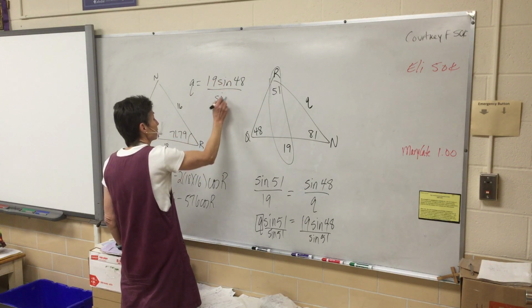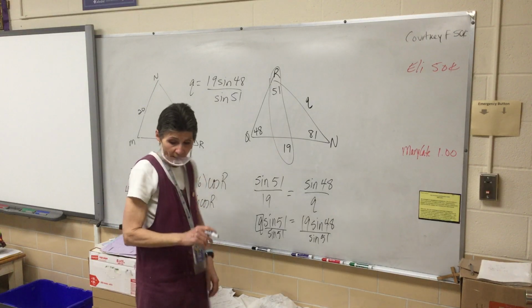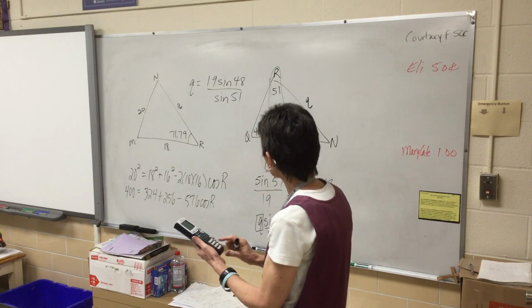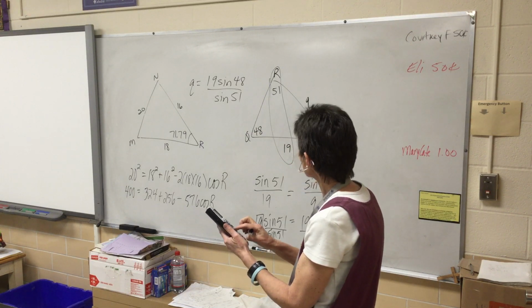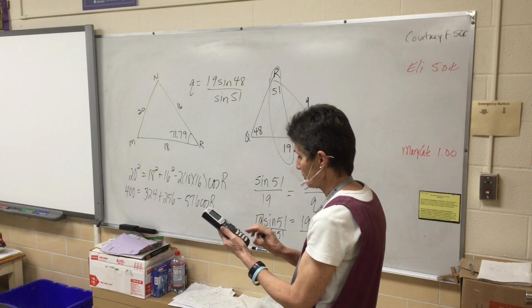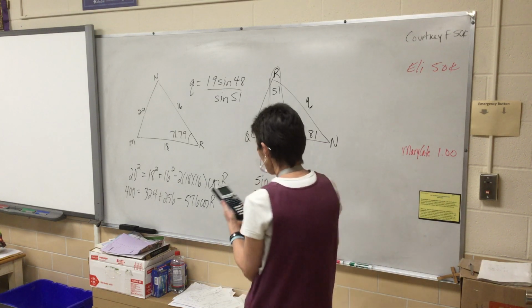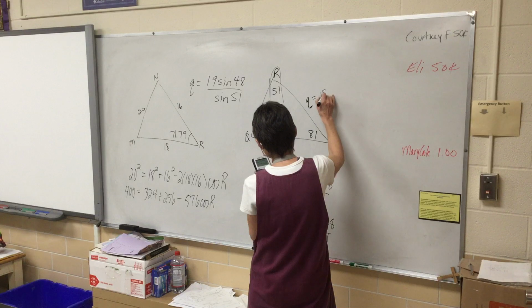over sine 51. Will this be one I'll do second sine on? Nope, just straight type it in. We're not looking for an angle. So 19 sine 48, close those parentheses, divided by sine 51. Side Q is 18.17.